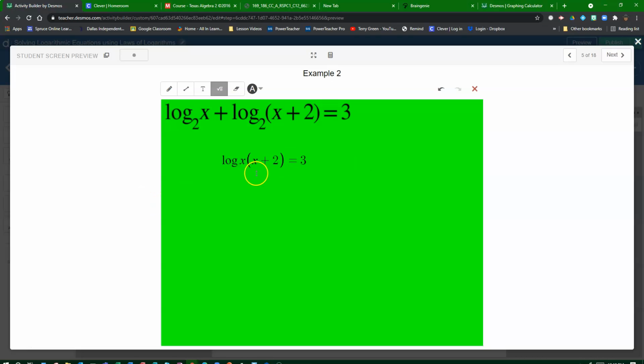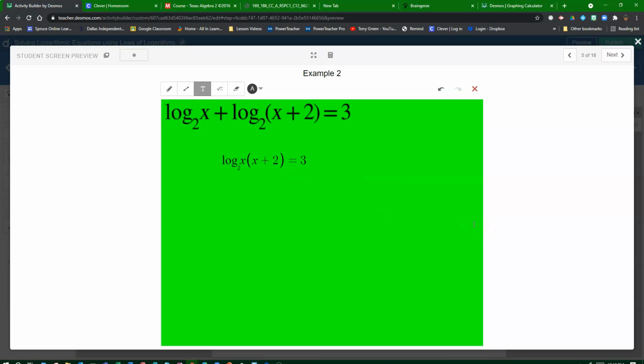So now I just got one log, and by the way, you know that this is base 2. So just so I can be honest here, let me go ahead and drag a little 2 over. Okay, this is base 2, because that's going to be important later. So we have the log base 2 of x times x plus 2 equals 3.